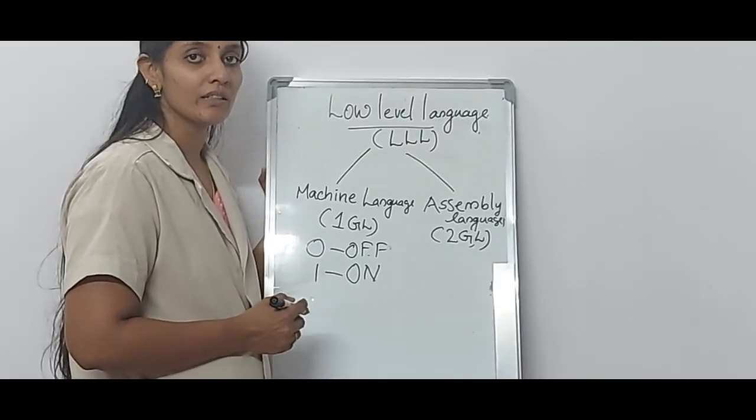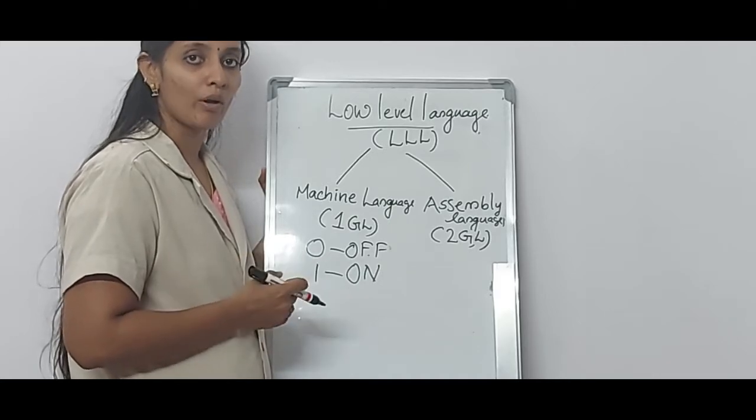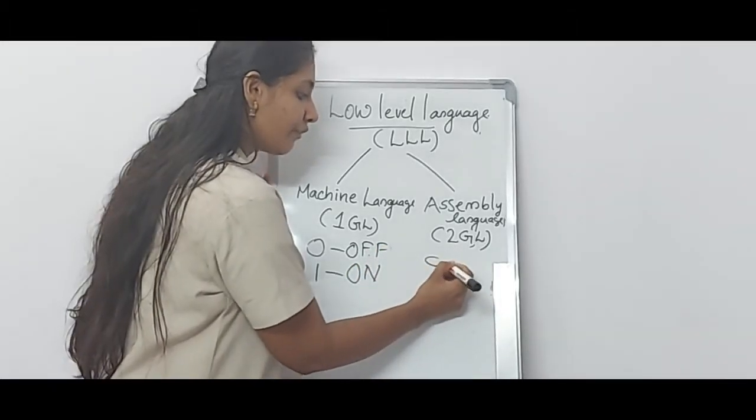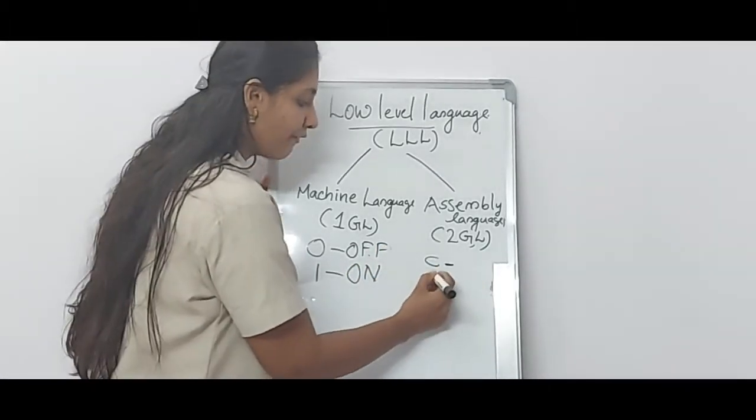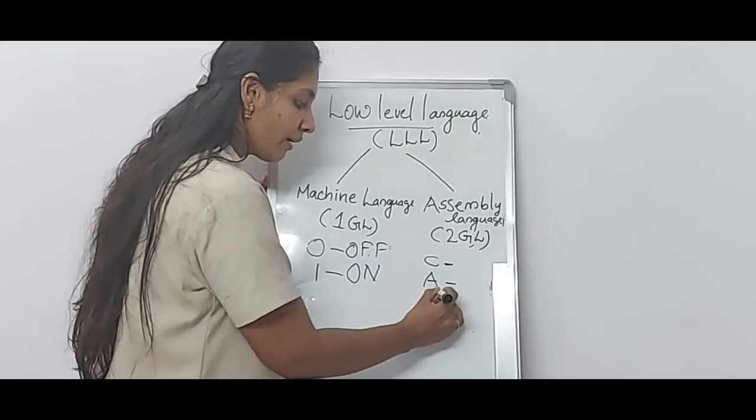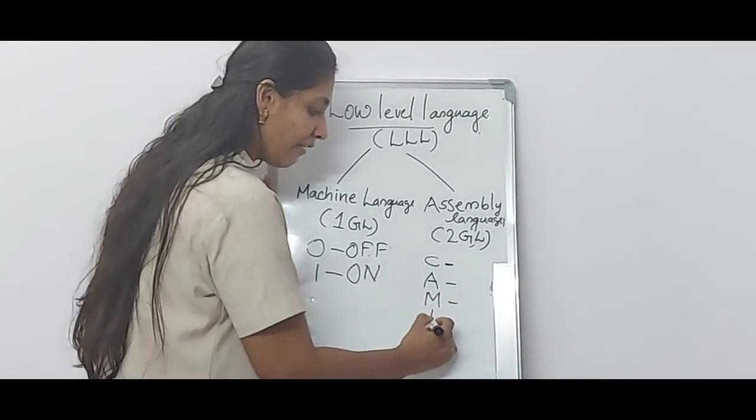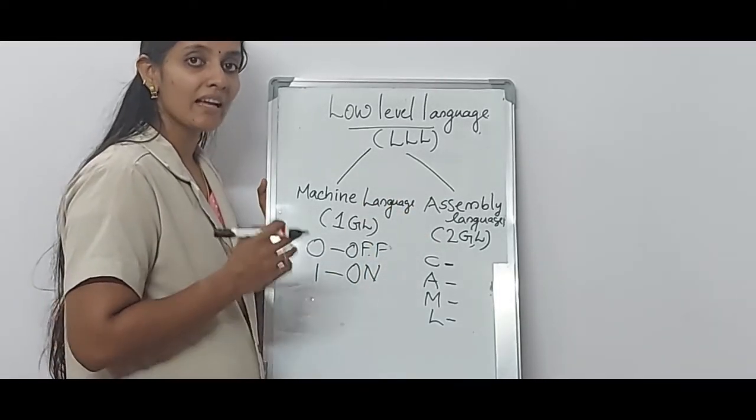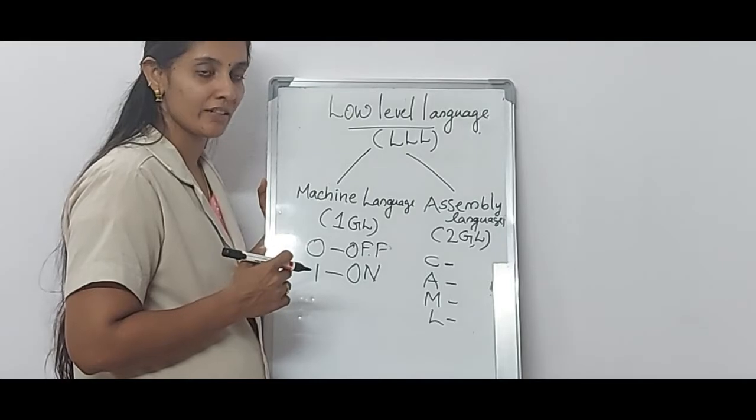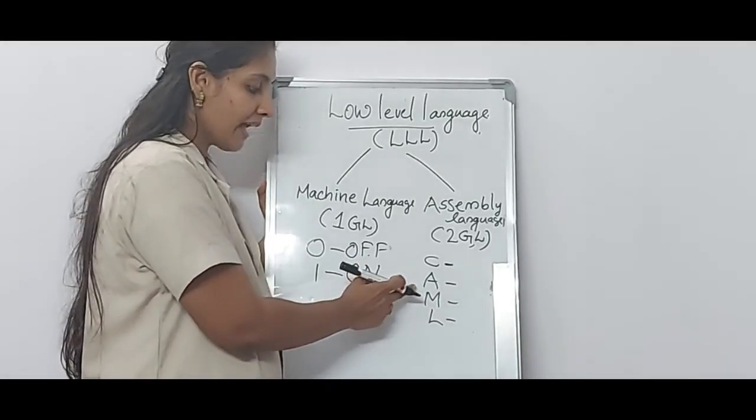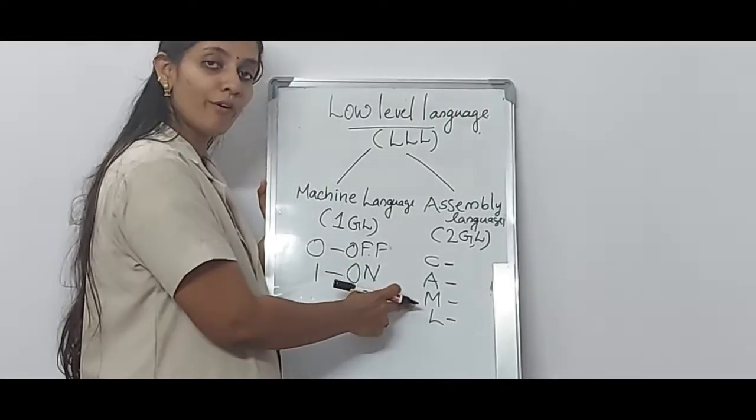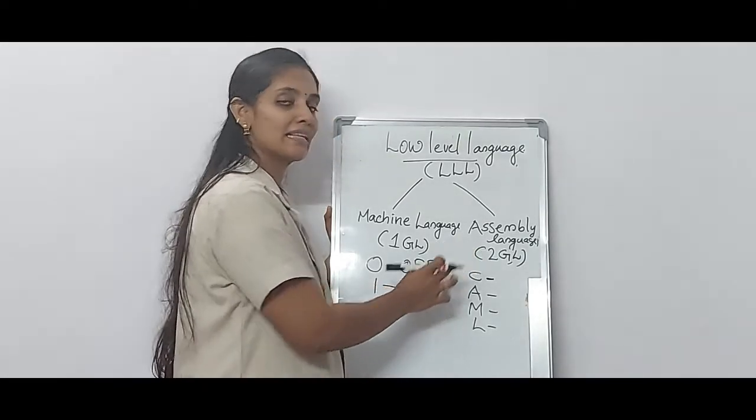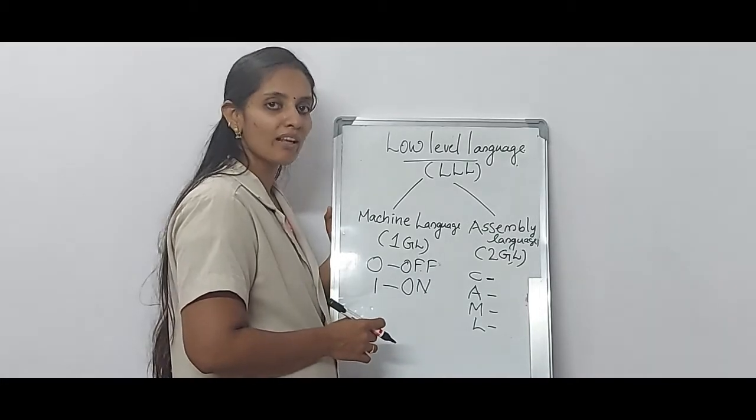In assembly language, programmers write the programs using some abbreviations such as C for comparing, A for adding, M for multiplying, and L for loading. Because of this feature, we call this assembly language program a symbolic language.